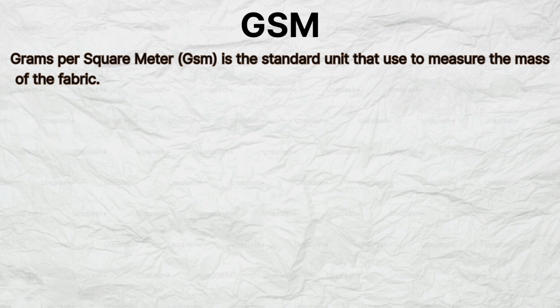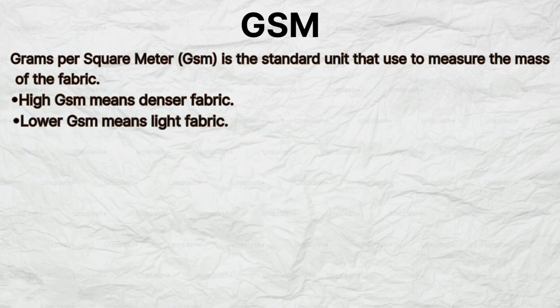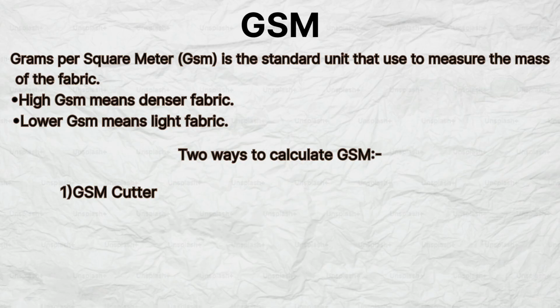Next is GSM. In the textile industry, GSM is the standard unit used to measure the mass of the fabric. It tells us how heavy or light a fabric is. The higher the GSM, the denser the fabric will be, and the lower the GSM, the thinner it becomes. Today, I'm going to show you the two most common ways to calculate the GSM. First, using the standard GSM cutter, and second, using a mathematical formula if your sample is small.